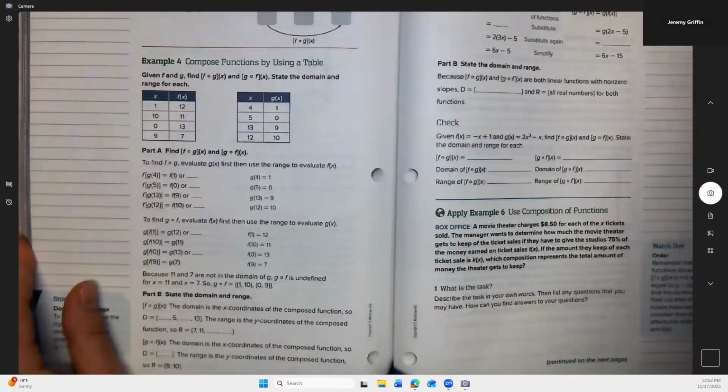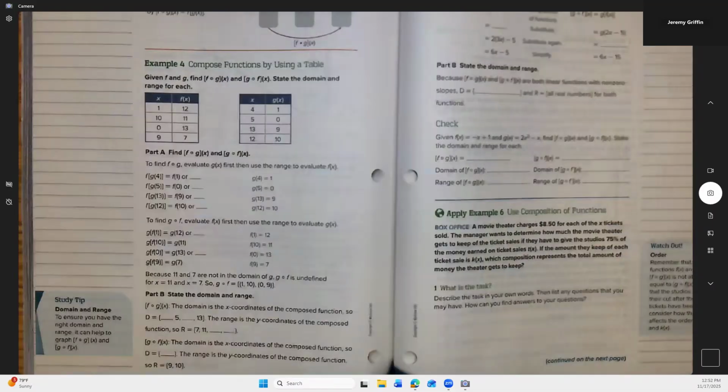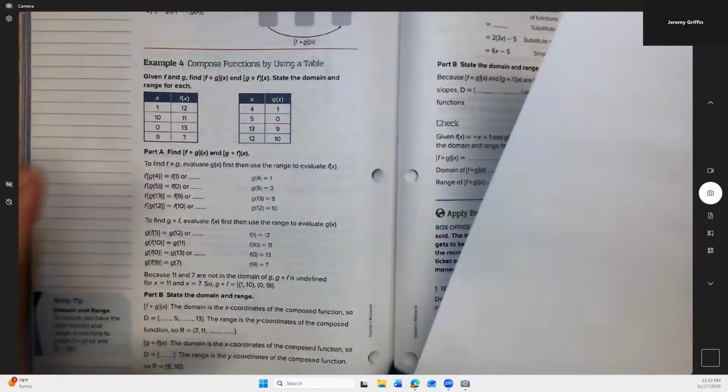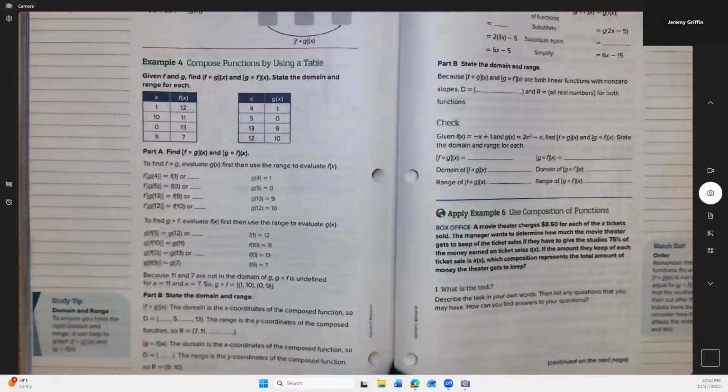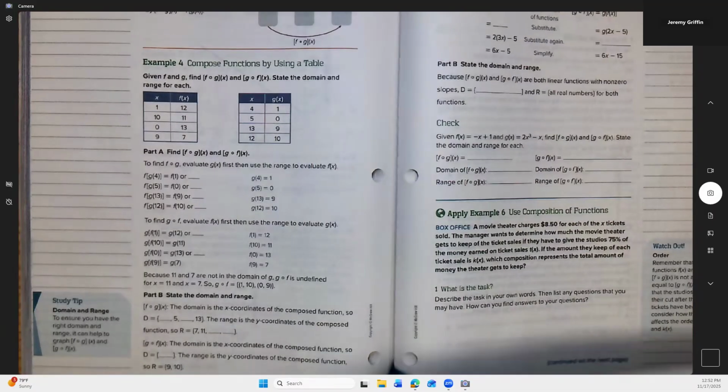Okay, now we're finally getting to composite functions. I think this is probably new for most of you guys. It's like, what if you have a function within a function?